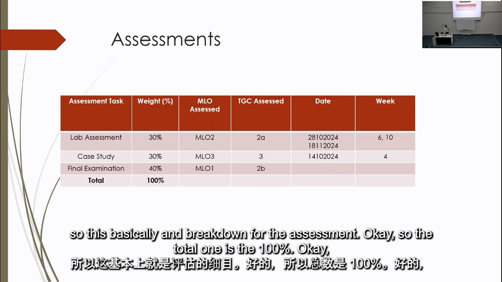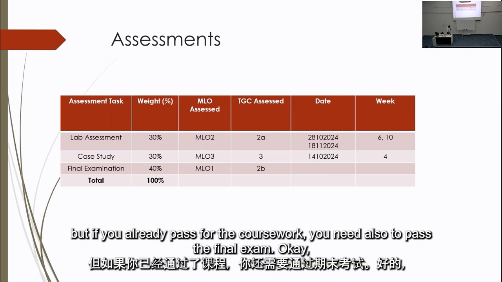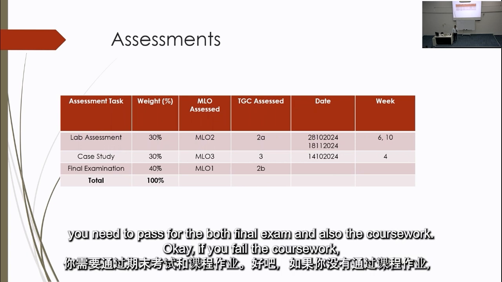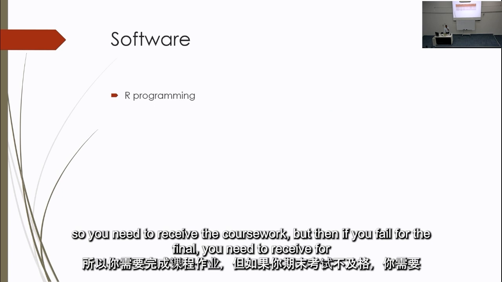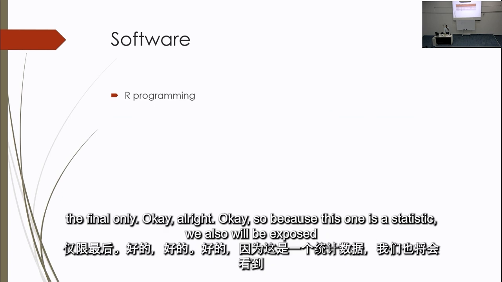Alright, so this is basically a breakdown for the assessment. The total is 100%. If you have already passed the coursework, you also need to pass the final exam. You need to pass both the final exam and the coursework. If you fail the coursework, you need to resit the coursework, and if you fail the final, you need to resit the final only.